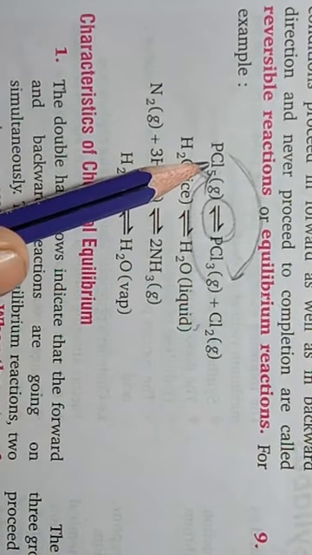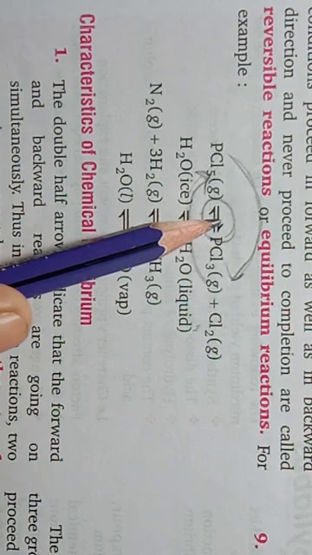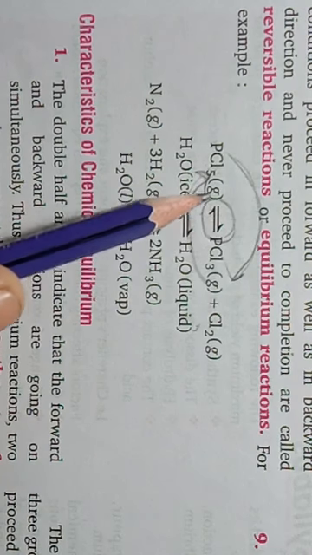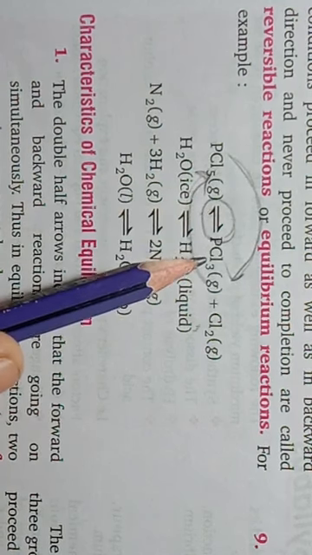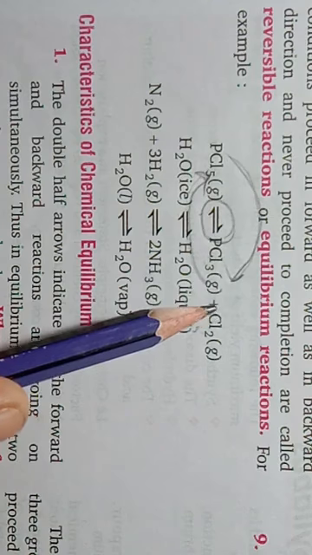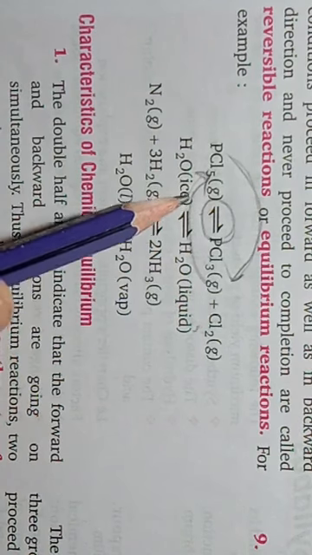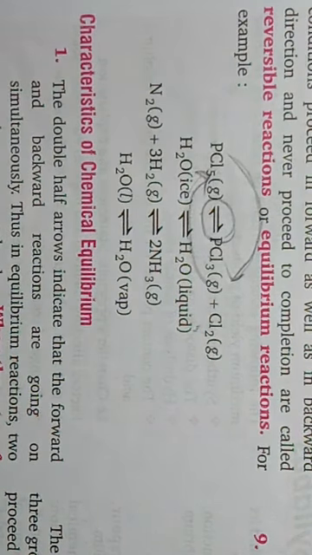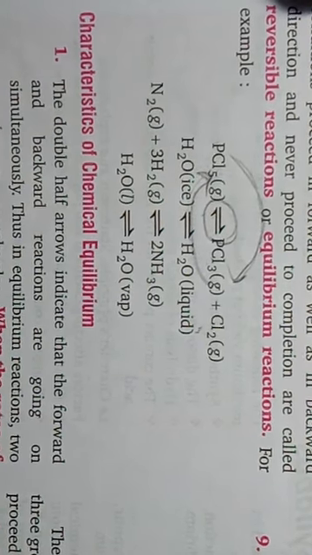Example, PCl5 when decomposed forms PCl3 and Cl2. These two again after combination can form PCl5. A number of examples are given here for the reversible reactions.